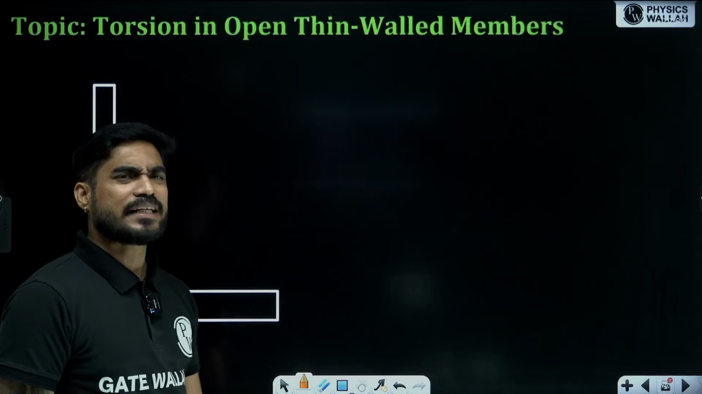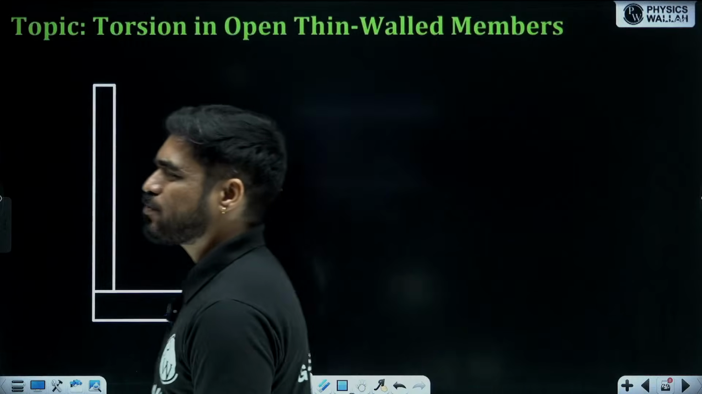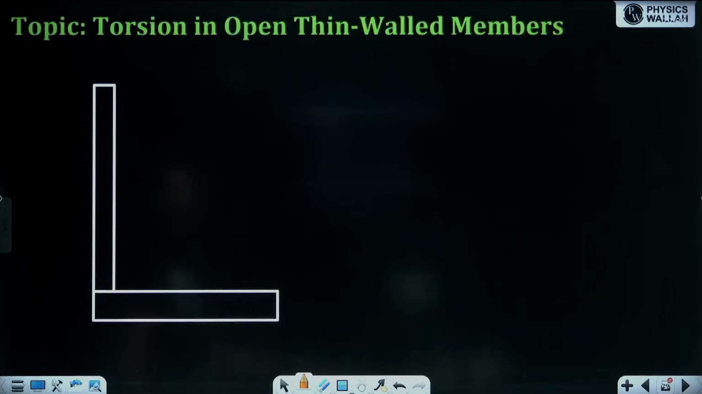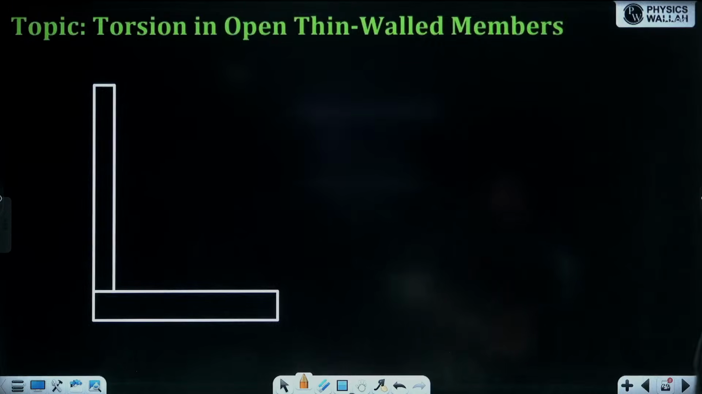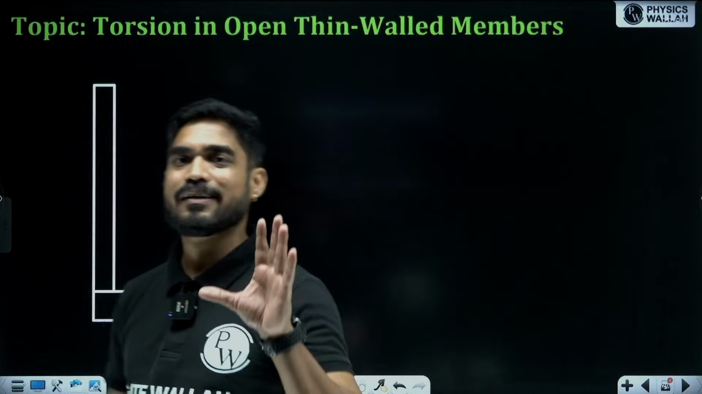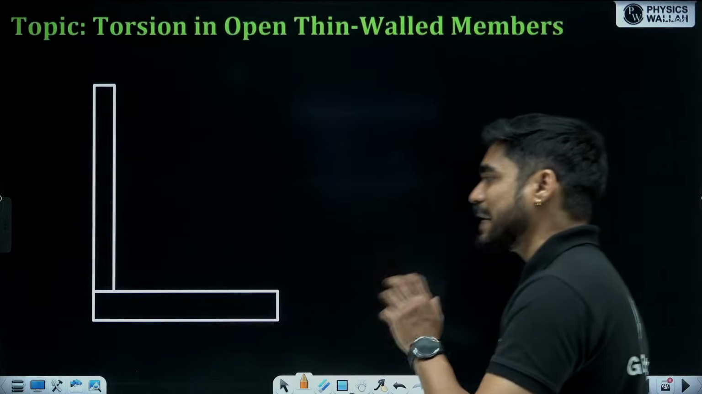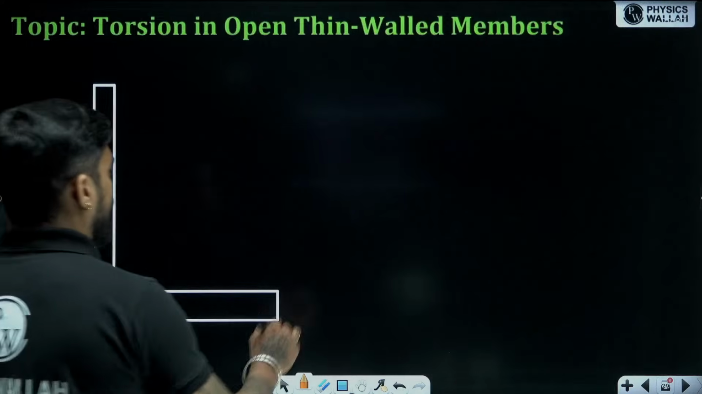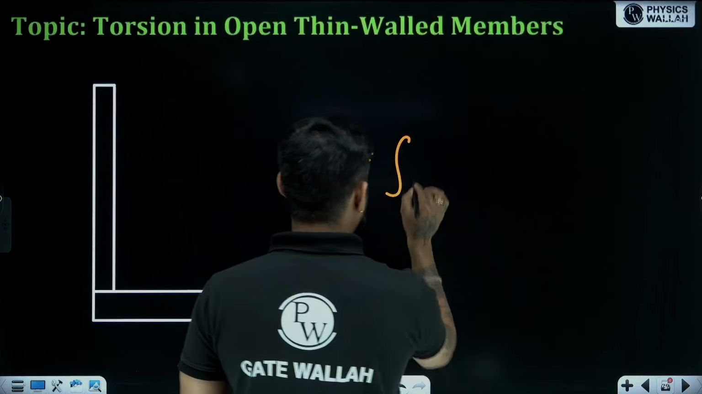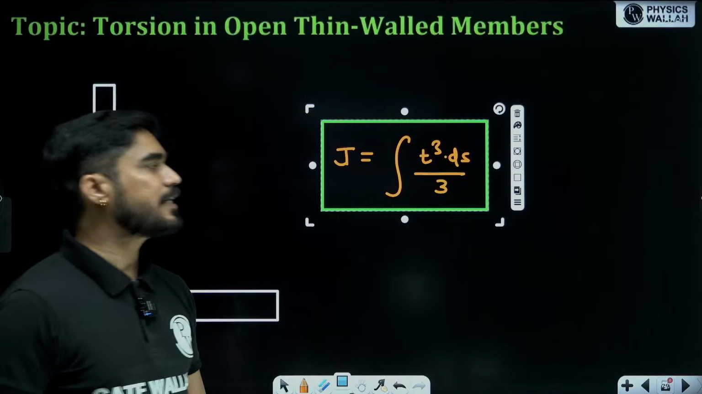So how to calculate the shear stress and the angle of twist in this case? In order to calculate the shear stress and angle of twist, first we need to calculate the polar moment of inertia. And the polar moment of inertia here is calculated based on certain assumptions. So we will not get into the details of the derivation because it is a little bit complicated. We will see this derivation in other topics of thin walled members. Right now I will just directly write the equation of J. The polar moment of inertia J is given by integration t cube ds by 3. You need to remember this formula, integration t cube ds by 3.